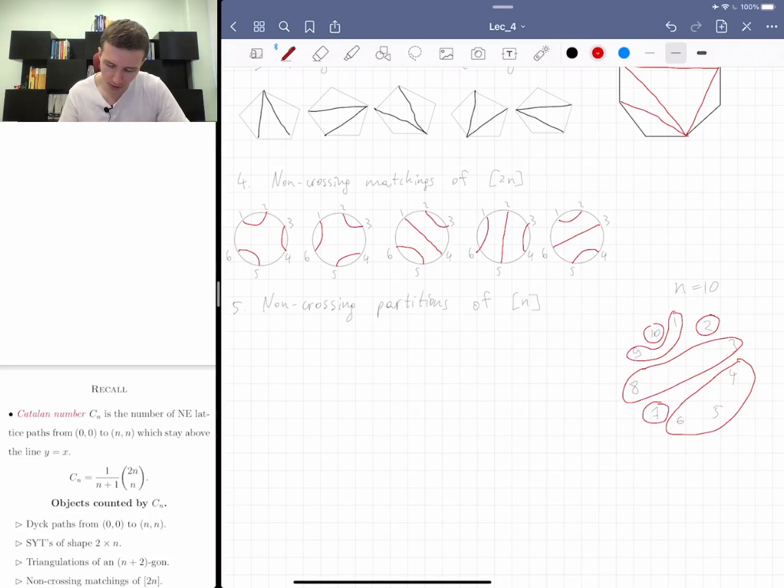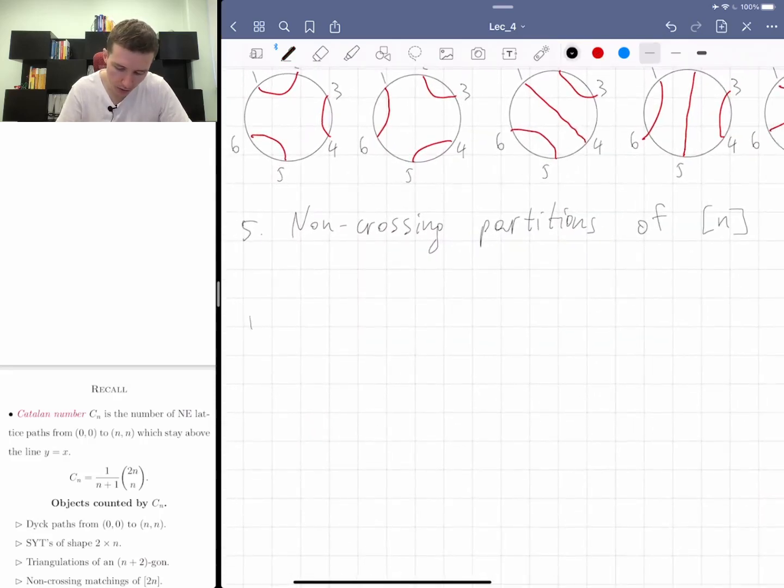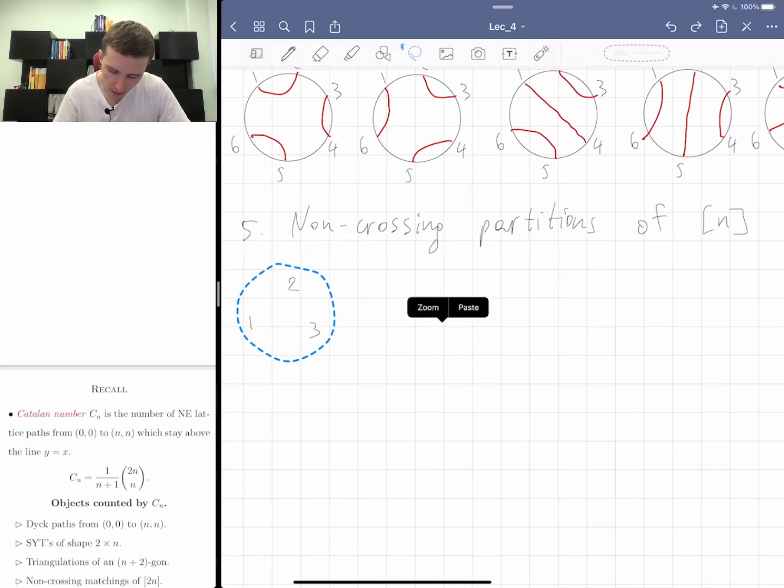So the question is, if I take bracket n, and I only take n equal to 3, I only take 3 elements, 1, 2, 3. Maybe I should draw a little circle. Anyways, let me try to do this 5 times. 1, 2, 3, 1, 2, 3, 1, 2, 3.